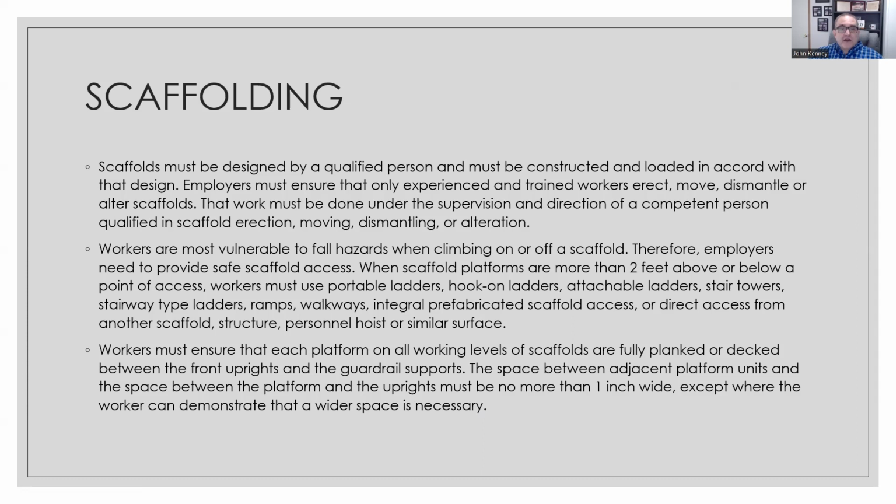Workers must ensure that each platform on all working levels of scaffolds is fully planked and decked between the front uprights and guardrail positions. Space between adjacent platform units and the space between the platform and the uprights can be no more than 1 inch wide, except where the worker can demonstrate that a wider space is necessary. So that would be way outside the norm that you would be able to demonstrate it's necessary. So again, use the 1 inch as your standard.